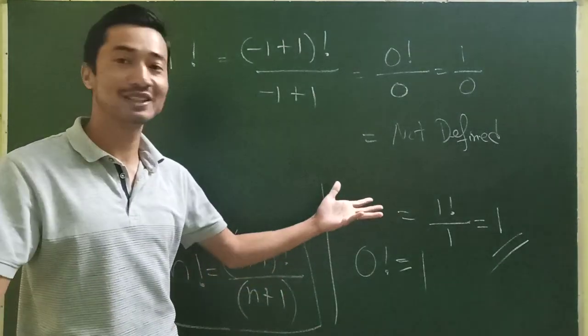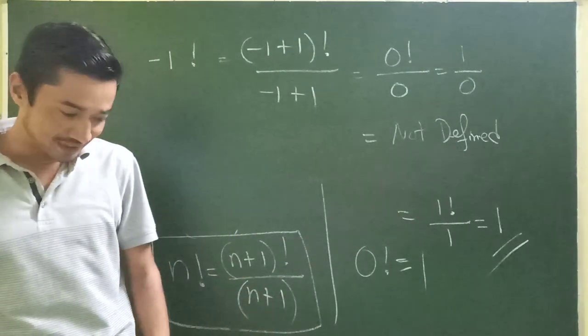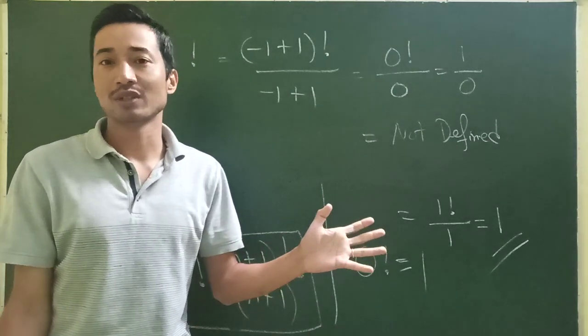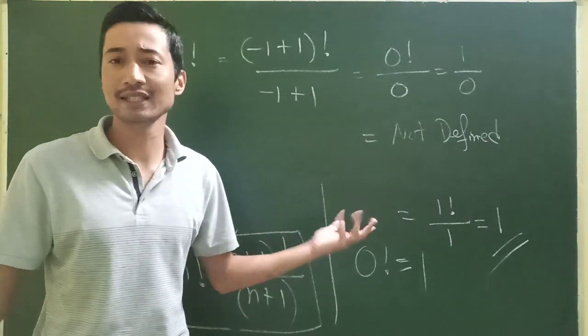So that's it. I believe that after this video you will no longer be wondering why 0 factorial is 1. You have already seen that.